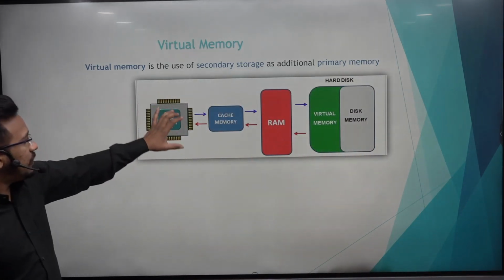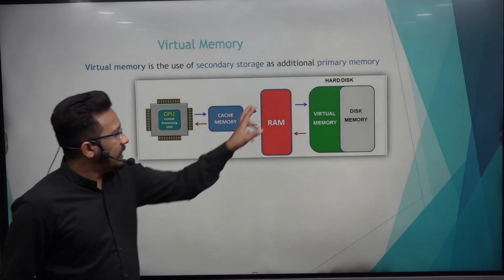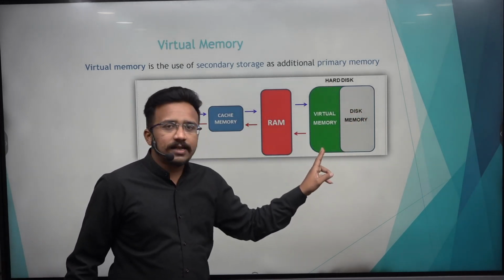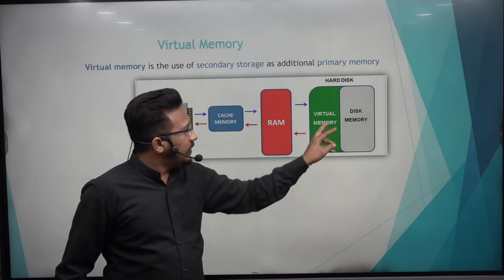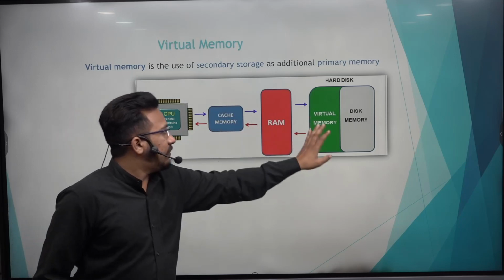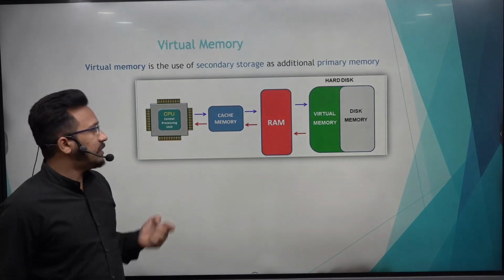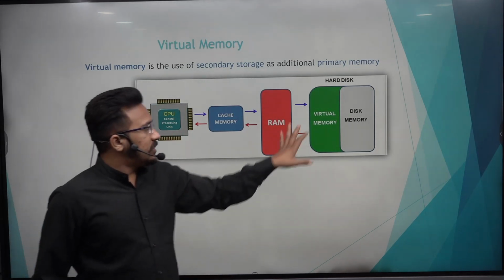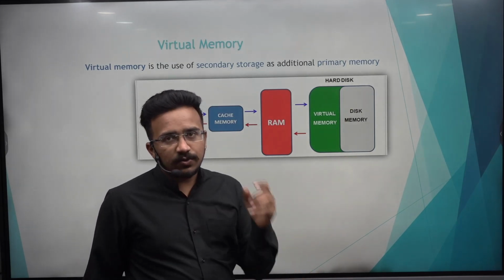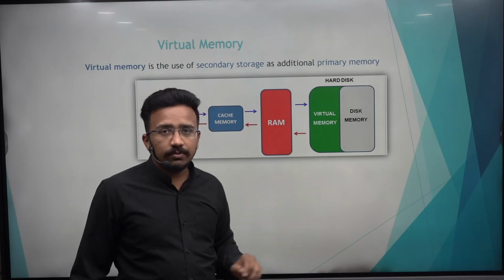This is the CPU, the central processing unit. It interacts using cache memory, and this is the RAM. Now some portion of a hard disk or SSD will be occupied as virtual memory, so that along with RAM and cache memory, virtual memory can also be used as primary memory by the CPU. So this is the hard disk. Instead of a hard disk, there can be an SSD or any other USB flash drive, and they can be treated as virtual memory.